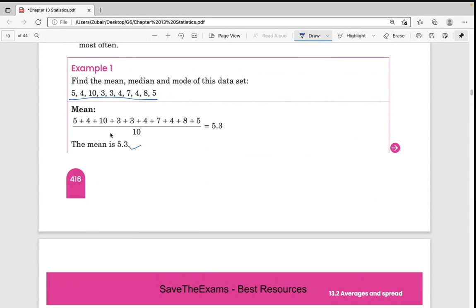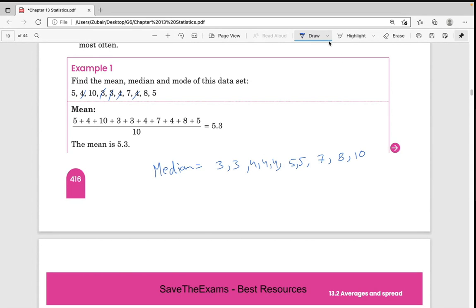And when we talk about the median, because it is the middle number, we have to arrange the numbers in order first. So for the median, the smallest number is 3, then 4, 4, 4, 4, then 5, 5, then 7, 8, and 10. Two fives, and one each of 7, 8, and 10. That makes 10 numbers in total.